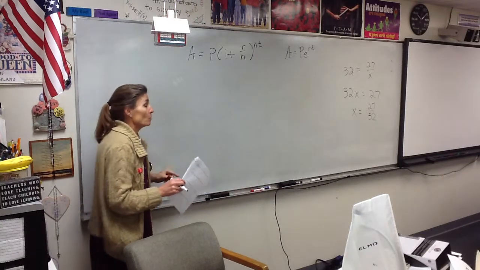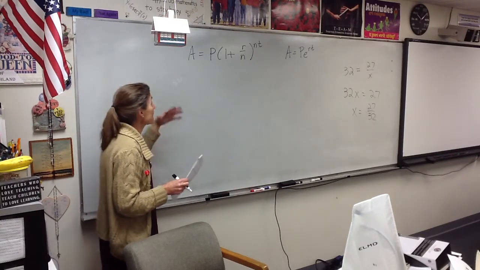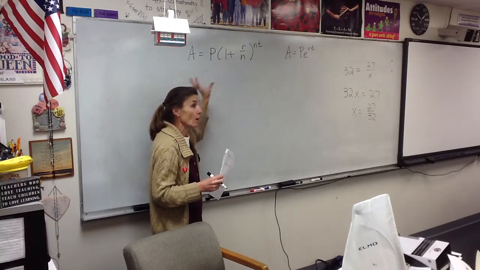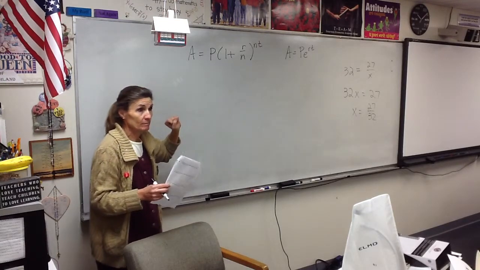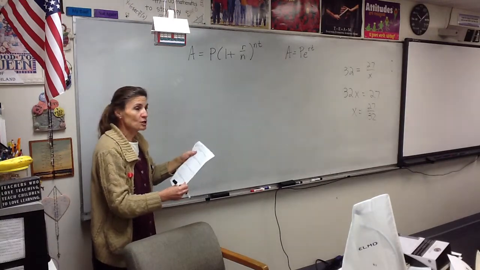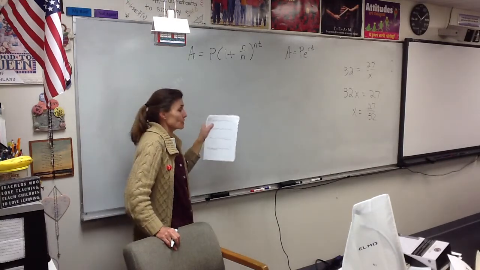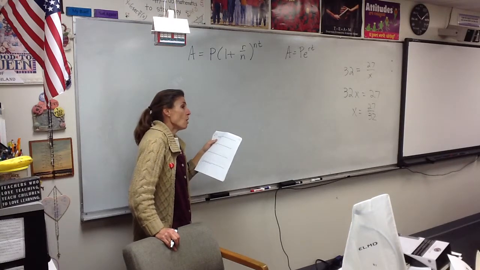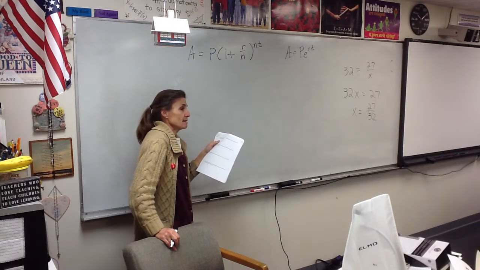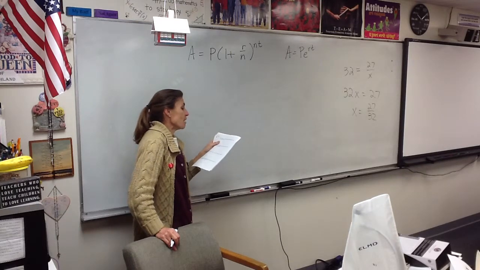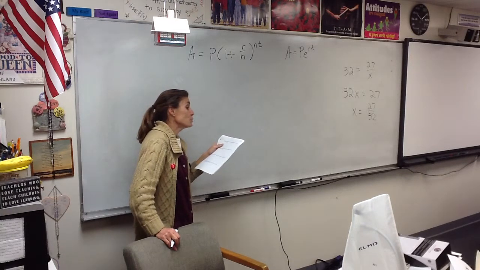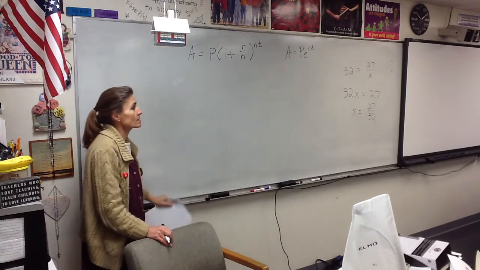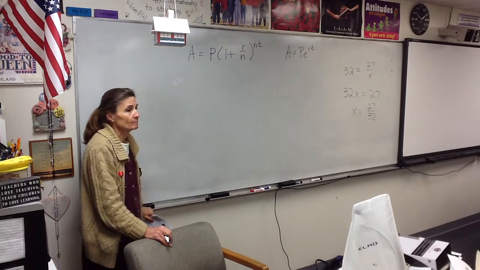Now, we're going to do problems, and in the course of doing the problems, I'm going to help you understand what all those letters mean. So let's read question number 1 on page 30, our first word problem. How long will it take for an investment of $1,000 to double if the bank pays 2.5% interest compounded quarterly?